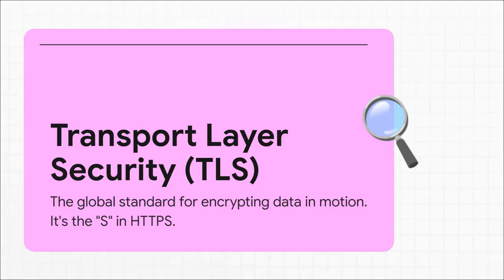For this, the global standard is TLS, or Transport Layer Security. You definitely know it as the S in HTTPS. It's the magic that creates a secure, private, encrypted tunnel between a client and a server. It makes sure that any data passed back and forth can't be spied on or tampered with. For any modern app, this is absolutely non-negotiable.